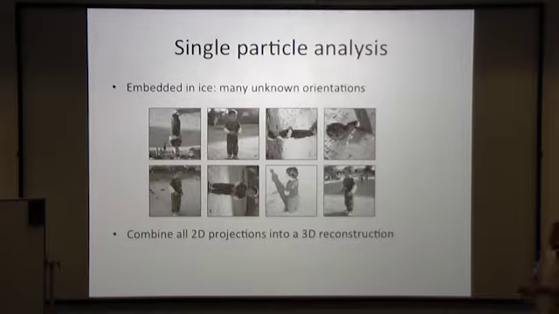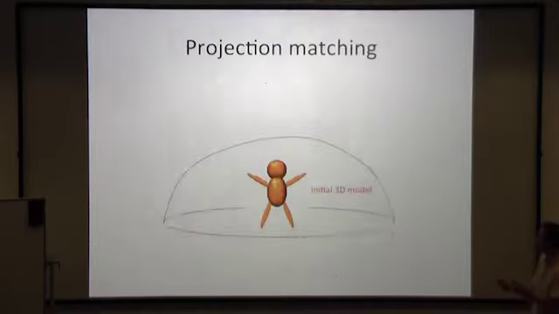Good. So fortunately, we had these many copies of Jan, and they were all swimming around in different orientations. So now how do we go from many 2D projections in different orientations to one three-dimensional reconstruction? We use a process called projection matching. This has been in the field for many years.